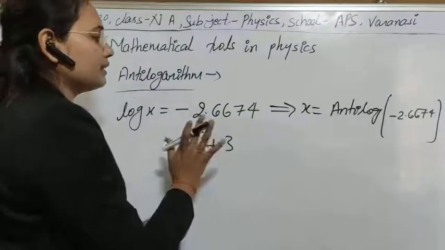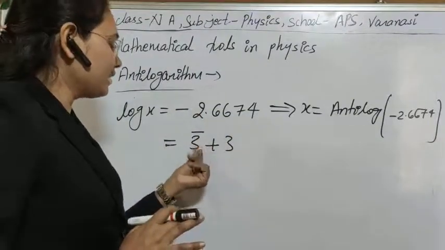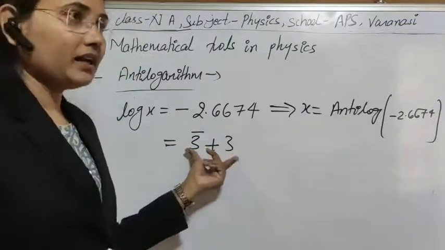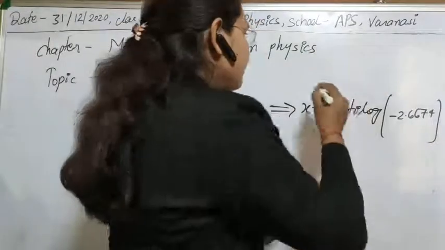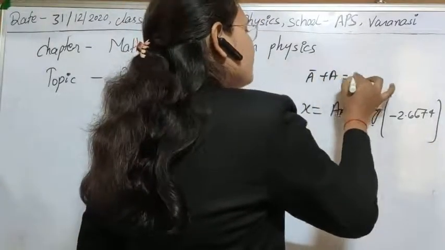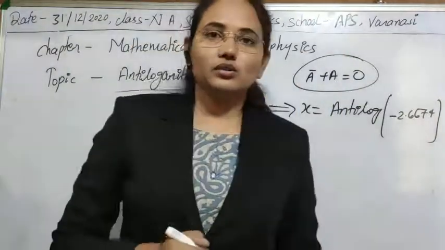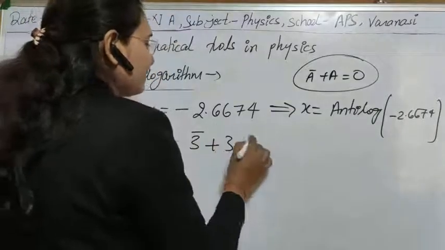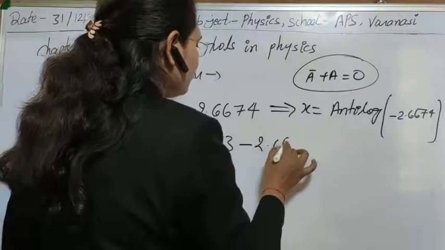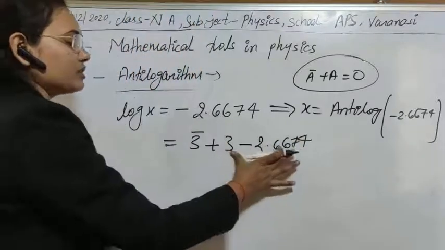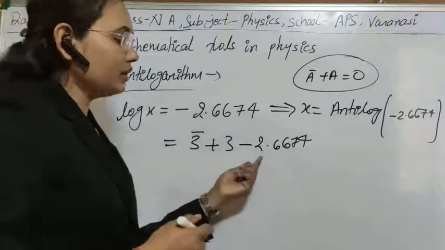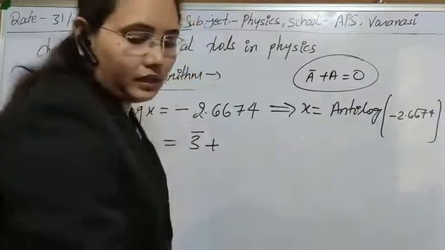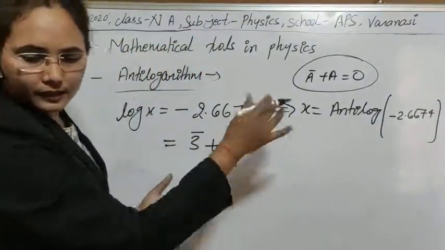So again here we are doing the same thing. We are just adding 3 bar, that is minus 3, to 3. Whenever you add a bar to a, its value comes out to be 0. Clear? So if you add it, then you can solve it. Now after that, put this value here. This is the value. Now just subtract this value from 3.